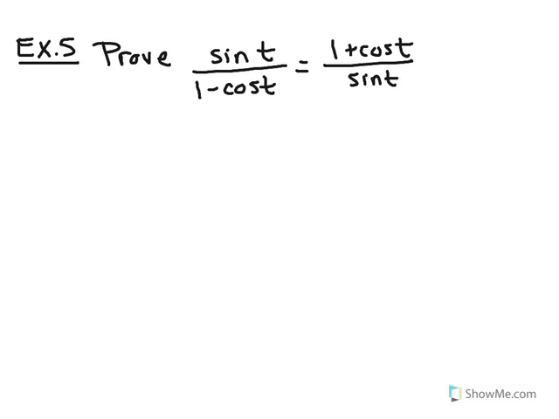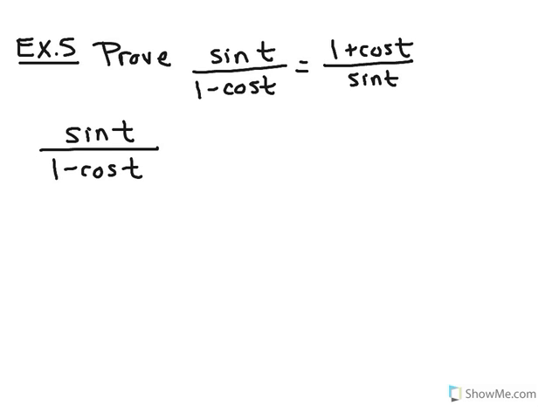It says prove that sine of t over 1 minus cosine t is equal to 1 plus cosine t over sine t. Now these look pretty similar, but they're very different. The method that we're going to use to prove this identity is called conjugates. While I'm doing this problem, I'm going to refresh your memory about what a conjugate is. I'm going to go ahead and rewrite this problem. And a conjugate is very simply the same exact expression, but with a different sign. So what should I do here?